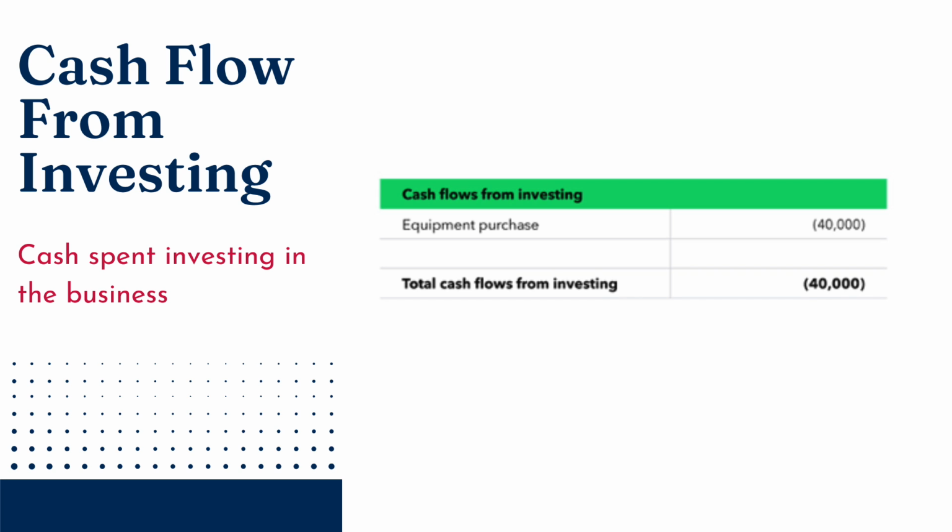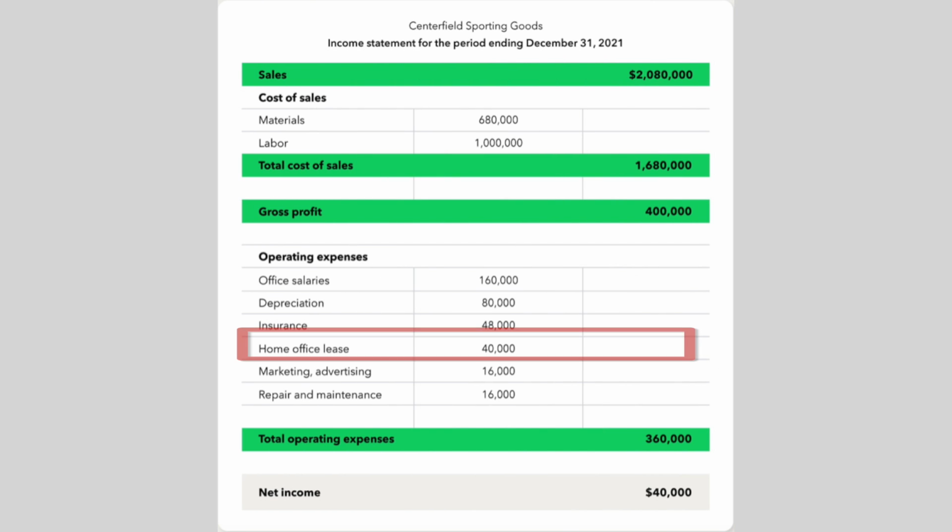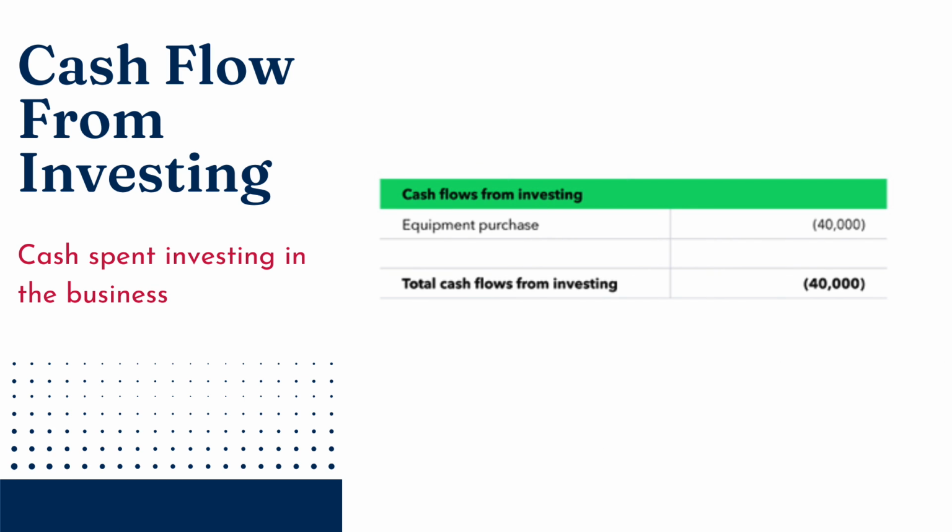Cash flow from investing activities. This section shows business purchases of assets like equipment, buildings, and marketable securities for cash payments. In our example, we see an outflow for a payment for equipment purchase of $40,000. This amount comes from a one-time expense for home office equipment found on the income statement. Cash inflows accounted for this section would include receipts from sales of an asset like equipment, buildings, or securities.